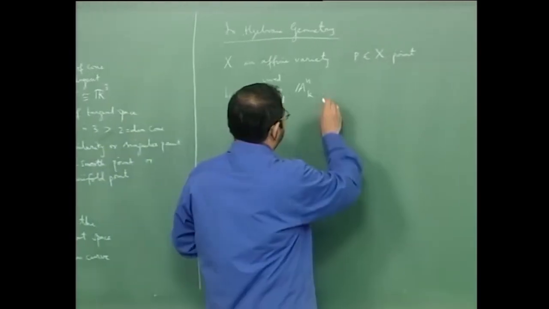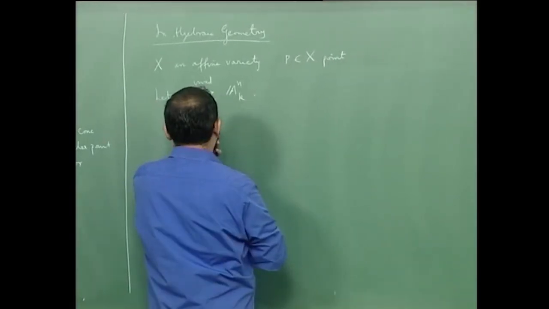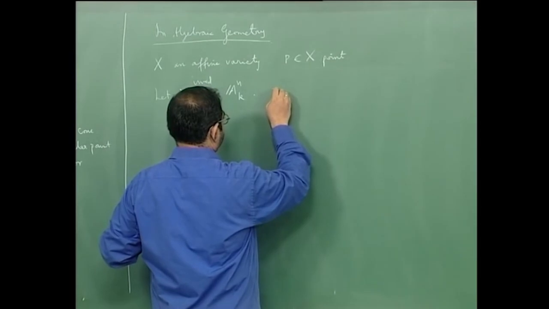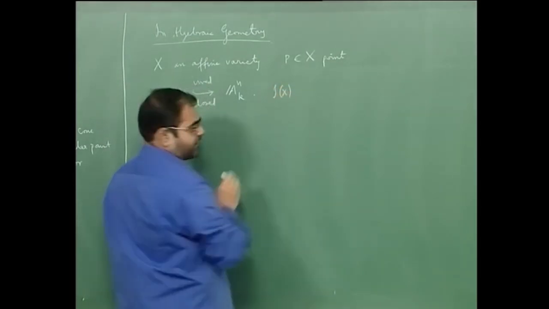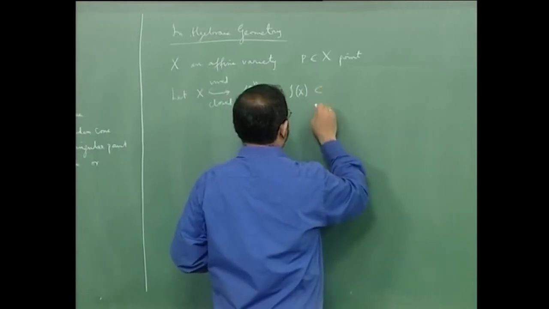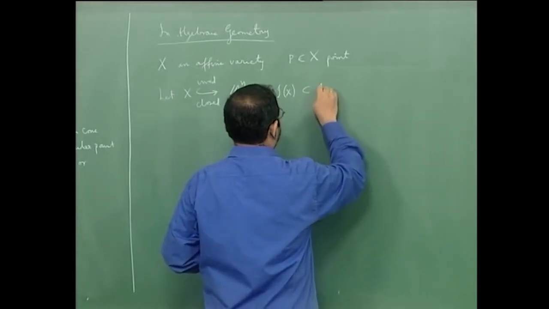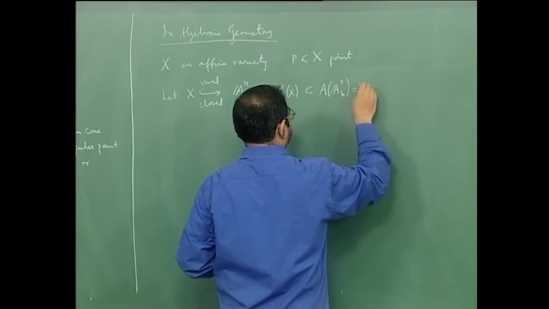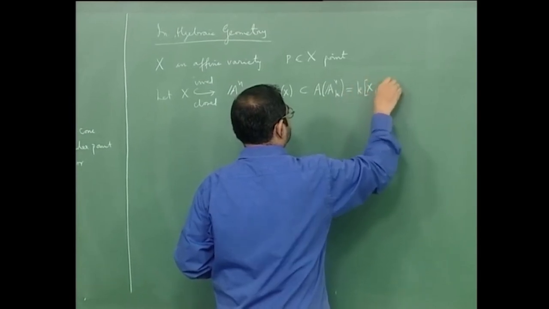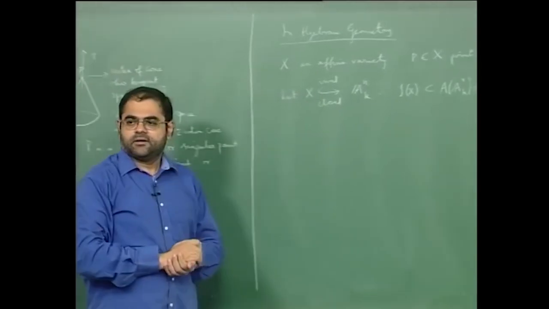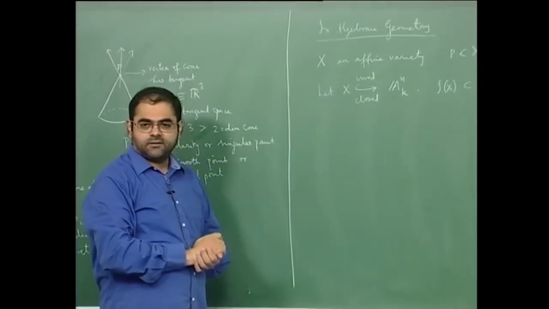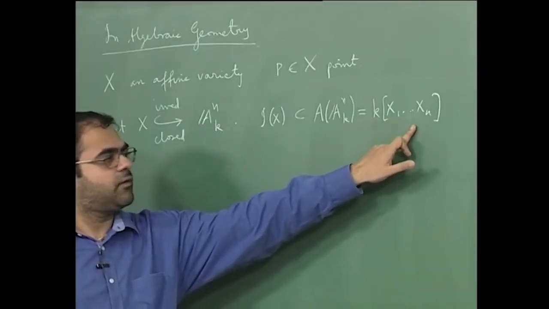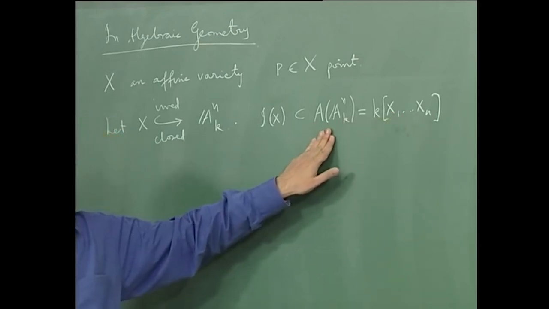And then you have the ideal of X, which is the ideal inside the affine coordinate ring of A^n, which can be identified with the polynomial ring in n variables if you want. If you take capital X1 through capital Xn to be the coordinate functions, then the polynomial ring in those coordinate functions is the affine coordinate ring of affine space.